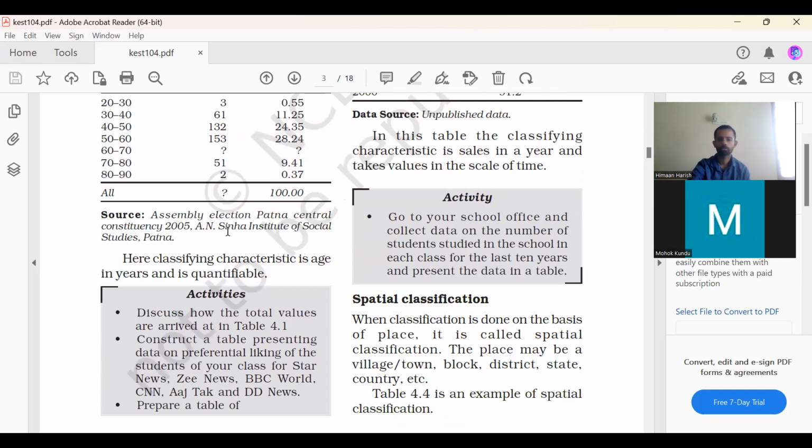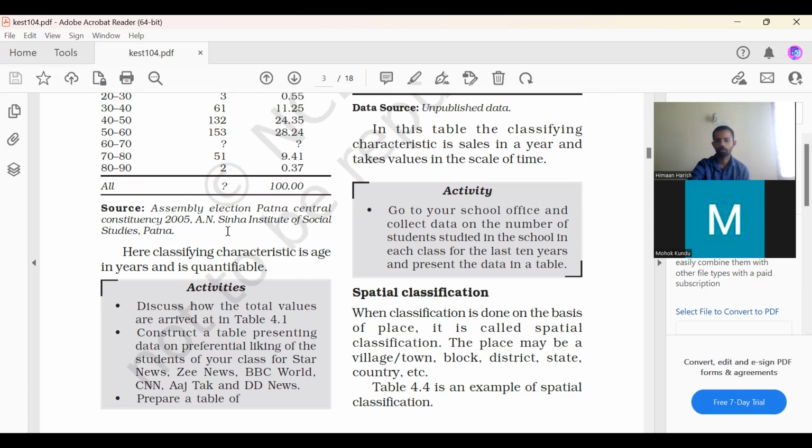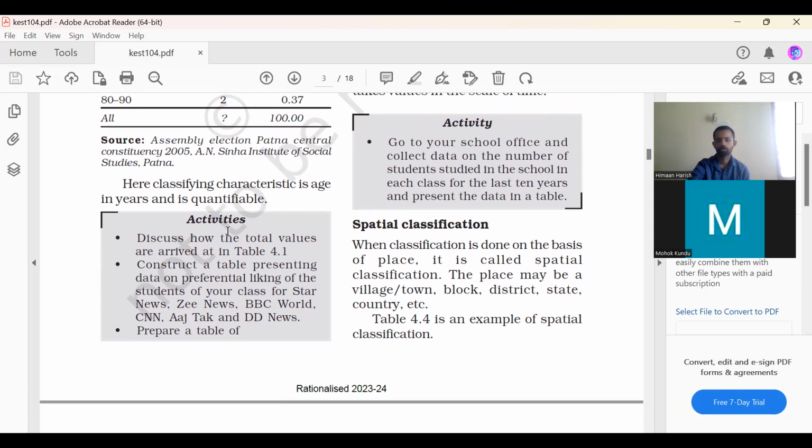So this can be done at school when school reopens. We can go to the school office and collect the data on the number of students who studied in the school in the last 10 years in each class from 1 to 12, and we can present this in our table.